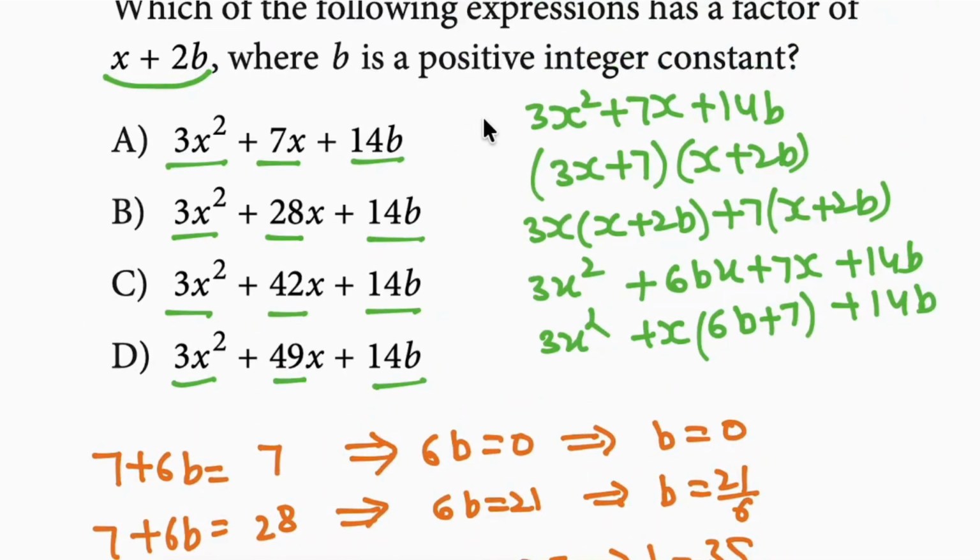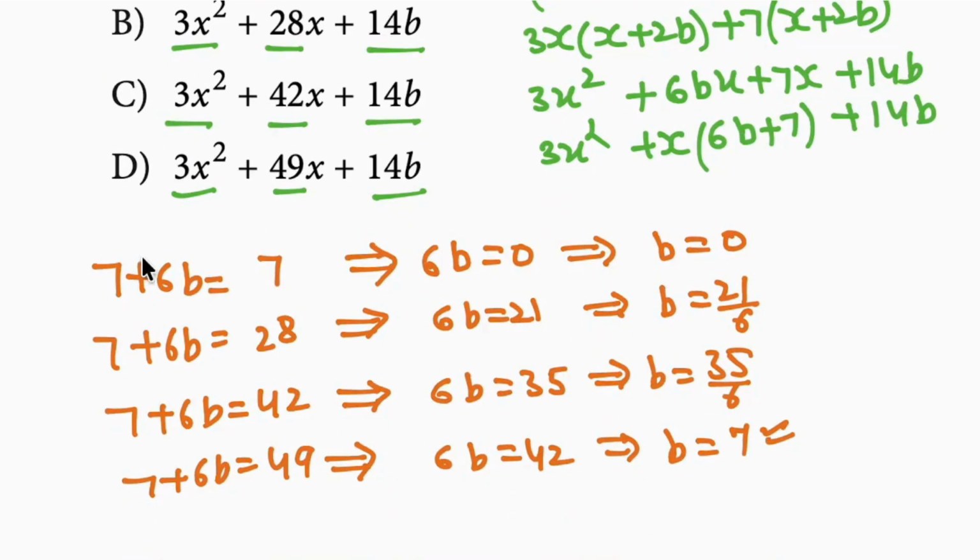We need b as a positive integer. So that means the options are helping me find out that when the coefficient of x is 49, b is a positive integer. So that means D is the right option.